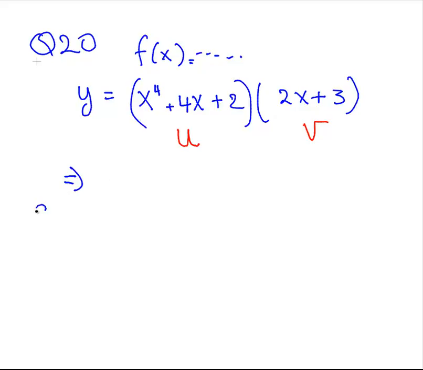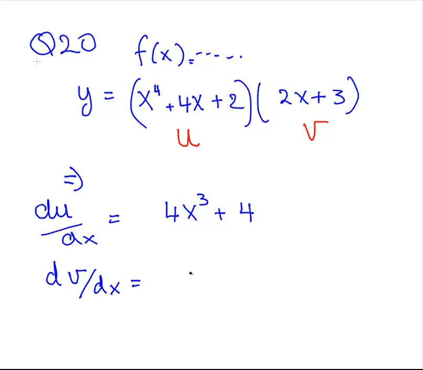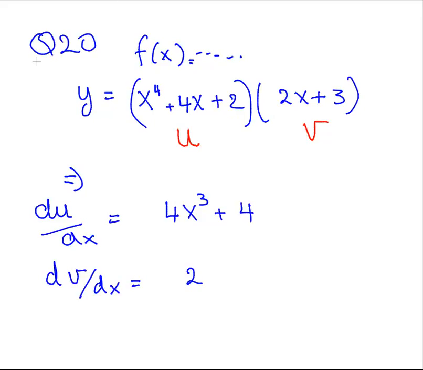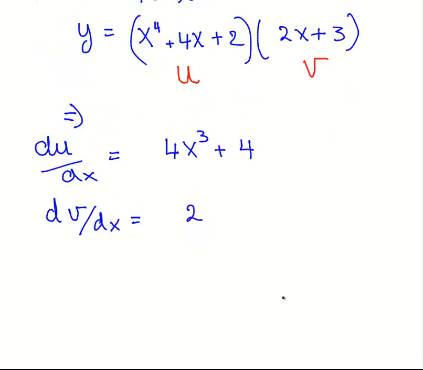First off, let's start here. du dx, I'm just going to go through this very quickly. This is 4x cubed plus 4. dv dx is simply 2. So what we're going to do now is multiply them out, essentially multiply one by the other. Make a little bit of room there. And what we have here is the derivative dy dx.